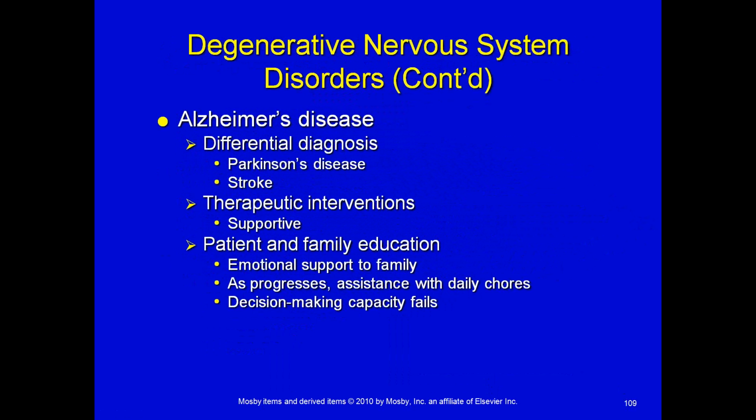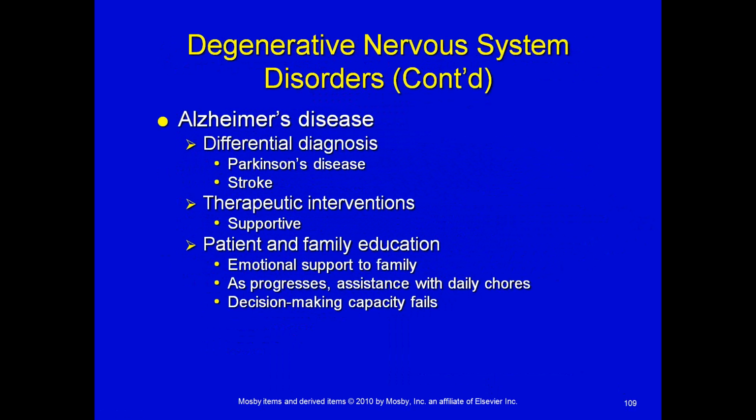Some differential diagnosis for Alzheimer's disease. Of course, Alzheimer's disease is one of those diseases that can only be truly diagnosed on autopsy. But Parkinson's disease may present like Alzheimer's. Stroke may present like Alzheimer's as well. The therapeutic intervention is to be supportive.